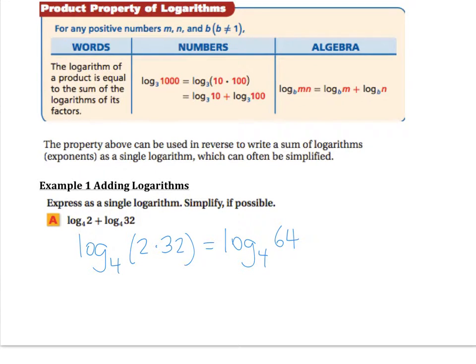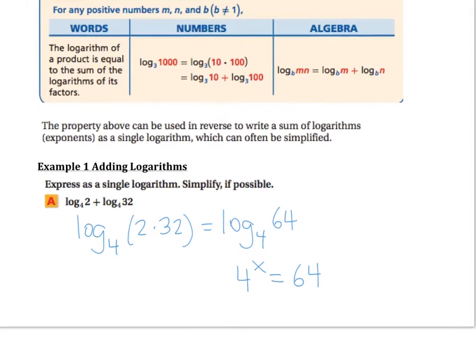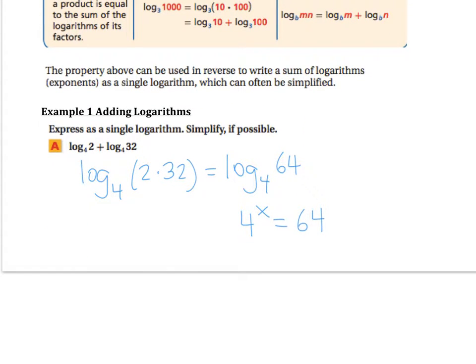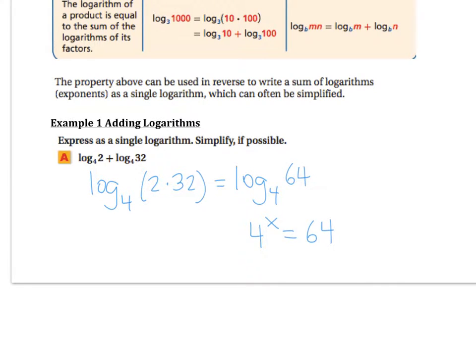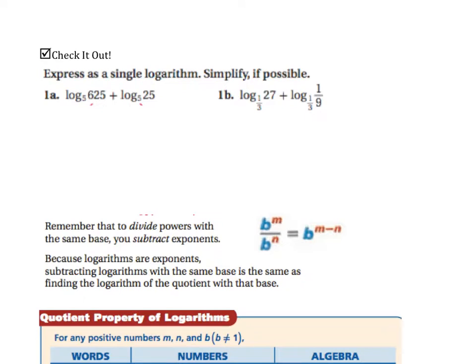And we know as an exponent this means 4 to what power equals 64. 4 to the 4th power equals 64, so x equals 4. So you should try the check it outs. Again, remember that same base, we multiply and then simplify if you can.